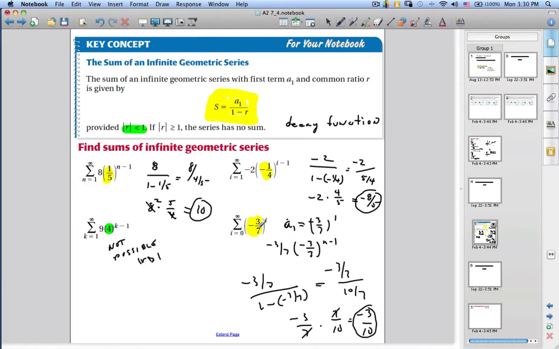I now have to take the 0 term, right? And I need to add it to this. So it's negative 3/10 plus a sub 0. So a sub 0 would be equal to negative 3/7 to the 0 power. Okay, and that would be 1. So this is going to end up equaling 7/10.